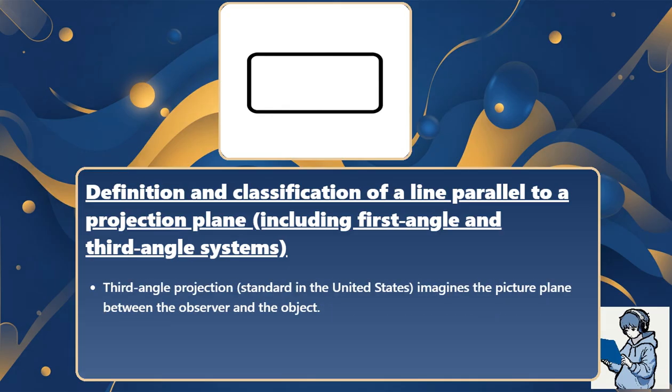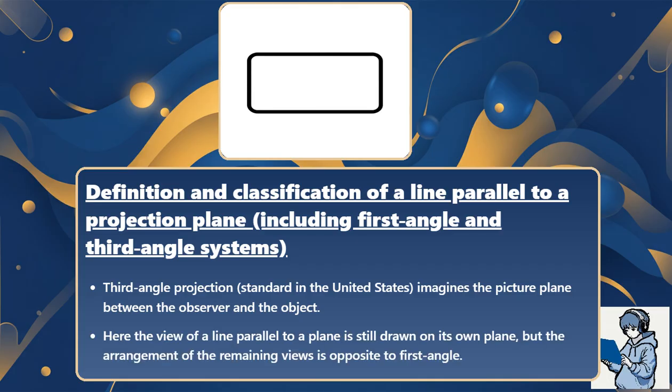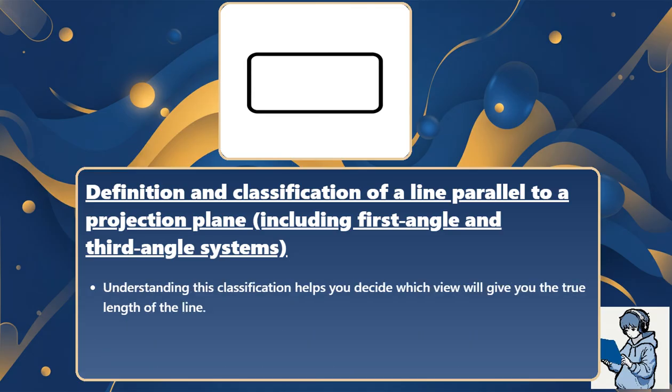Third angle projection, standard in the United States, imagines the picture plane between the observer and the object. Here the view of a line parallel to a plane is still drawn on its own plane, but the arrangement of the remaining views is opposite to first angle. Understanding this classification helps you decide which view will give you the true length of the line.